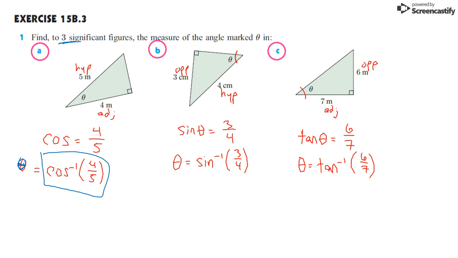For the second part B, we have the opposite and the hypotenuse. That is the sine function. Right? Sine of theta equals 3/4. But again, you have to use the inverse sine to then solve for the angle. And remember, that's in degrees, right? The angles we are calculating are in degrees. Last one is tangent, right? So then inverse tangent of 6/7 to solve for that angle.